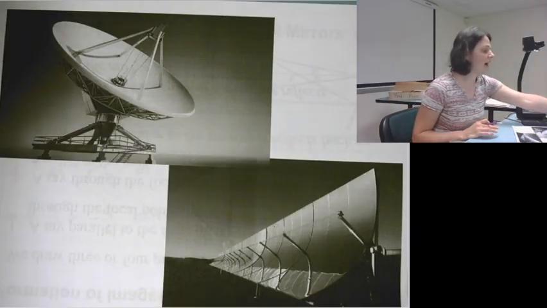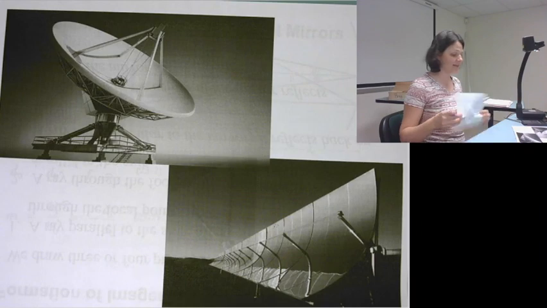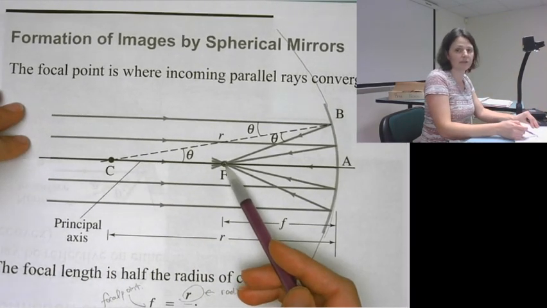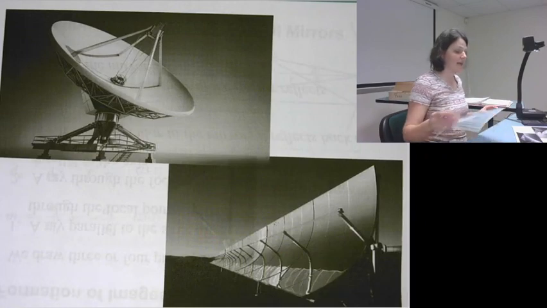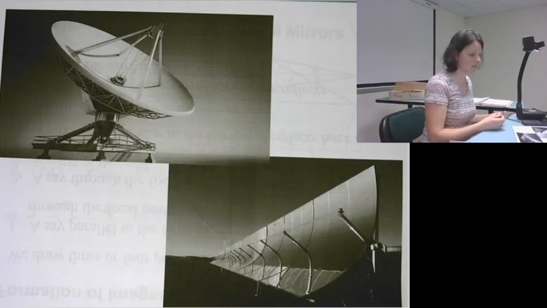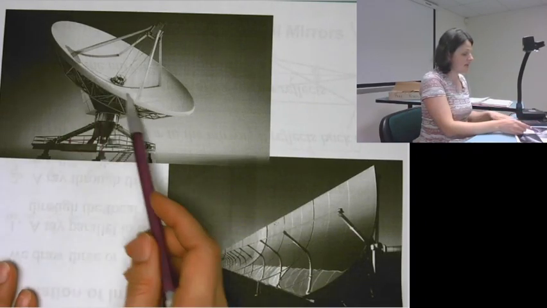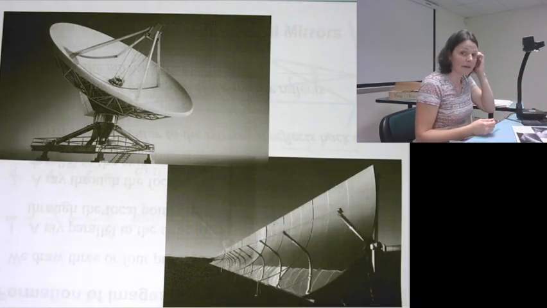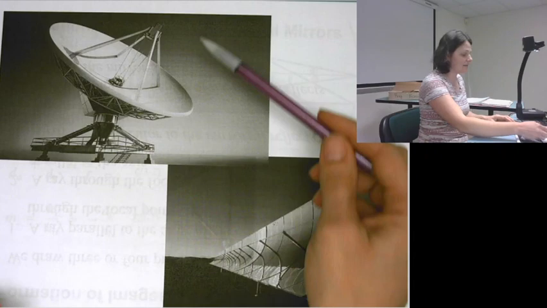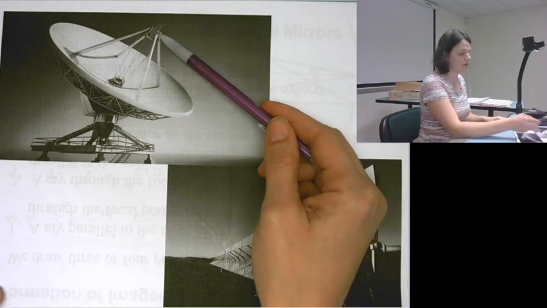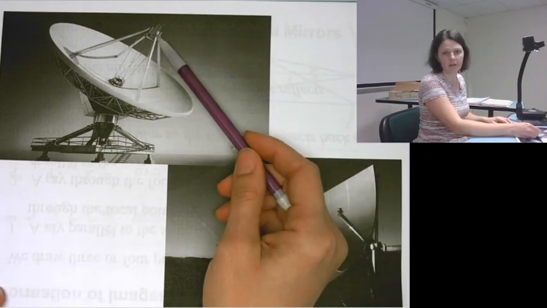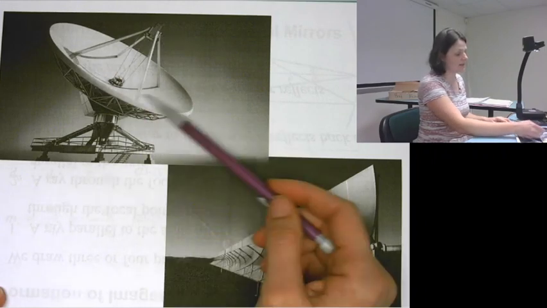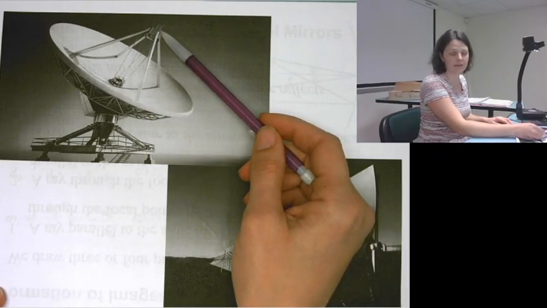Okay, so this principle of the fact that as parallel rays come in, they're focused and they all pass through a single point is how satellite dishes work. So a satellite dish takes incoming parallel rays and focuses them to a single spot right here. So you put a little receiver right here, and this must be the focal point of this satellite dish because that's where all the rays pass through.